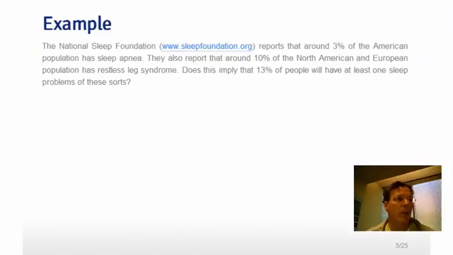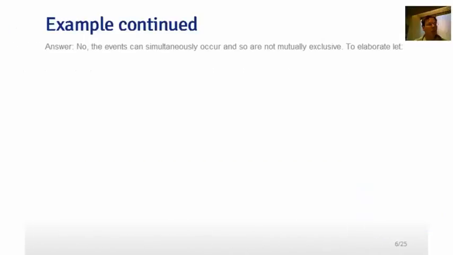The National Sleep Foundation reports that around 3% of the American population has sleep apnea. They also report around 10% of the North American and European population has restless leg syndrome. Let's assume for the sake of argument that these are probabilities from the same population. Can we just simply add these probabilities and conclude that about 13% of people will have at least one sleep problem of these sorts in this population? So the answer is no.